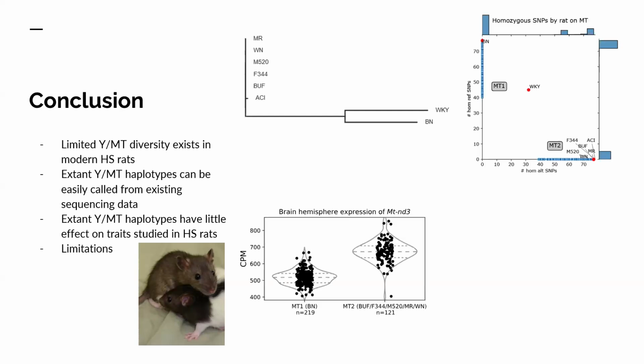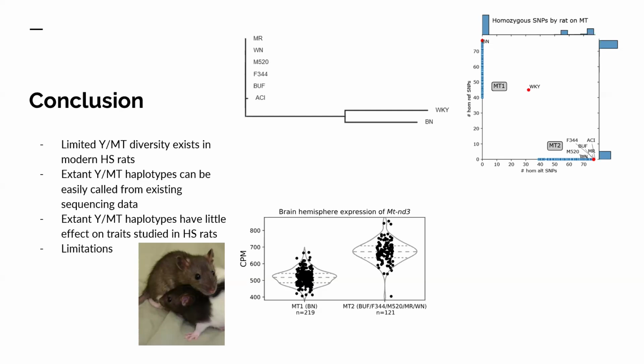And then those haplotypes can be very easily called from the sequencing data because, again, my haplotyping method was literally, are there more reference or are there more alternate SNPs? Because that just separated them so cleanly. I was so lucky with this. And we know that those haplotypes were called correctly because they show up in the gene expression data as actual separate groups.